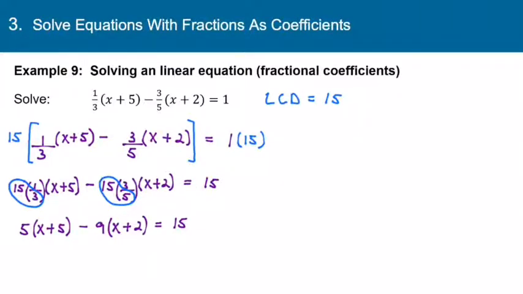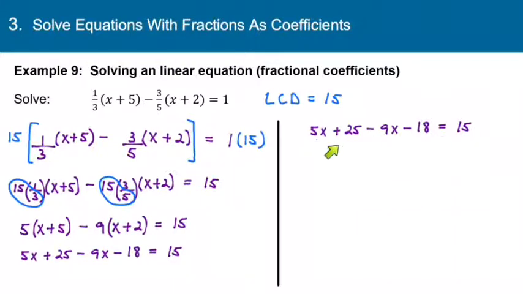So now you can see we've eliminated the denominators, and it's going to be very easy now to distribute the 5 and distribute the negative 9, and on the right side we'll still have 15. Let me just recopy here at the top of the next column, and now let's combine like terms. 5x minus 9x is negative 4x. For the constants, we have 25 minus 18, that's going to be positive 7, and that equals 15.